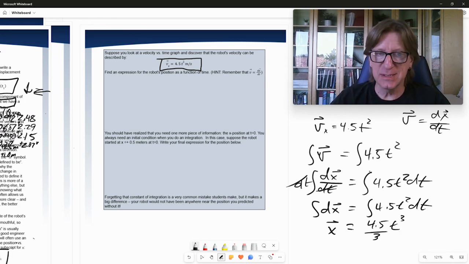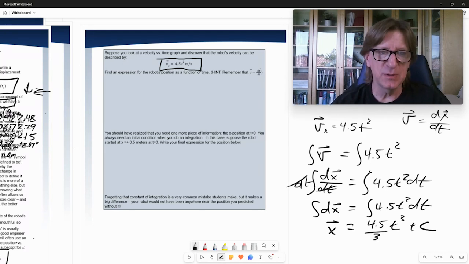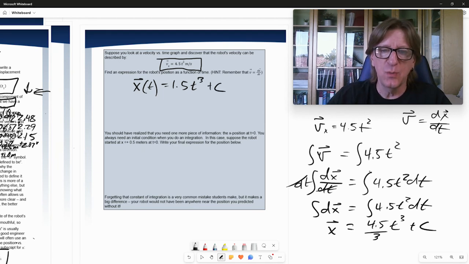We need a constant of integration, so this then becomes some constant c. Let's go ahead and write this up here so that we've got it where we can look at it. My position as a function of time is going to equal 1.5 (that's the 4.5 divided by 3) t cubed, plus c. So we need one more piece of information.